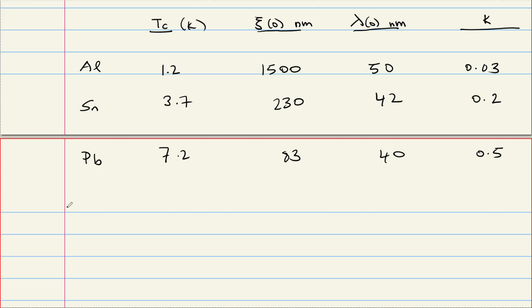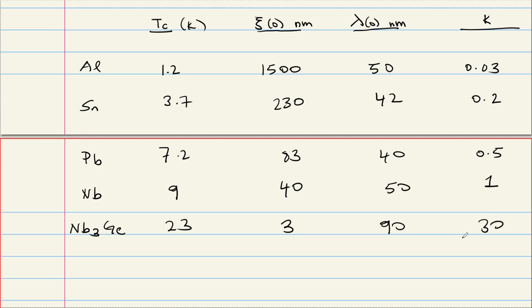But if you go to some other superconductors like niobium, this is 9, this is about 40, this is about 50, and you can see this is something of order 1. Another compound with niobium, for example niobium 3 germanium. You can see critical temperature is a little higher, coherence length is a little smaller, but penetration depth is much bigger. Therefore, this is on the order of 30.